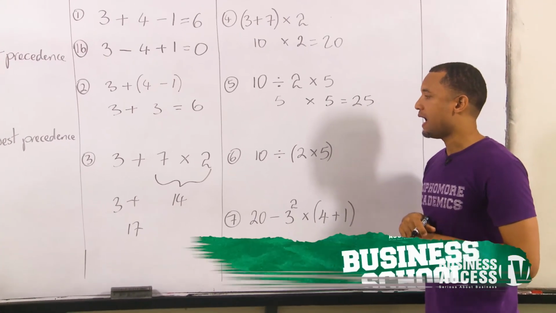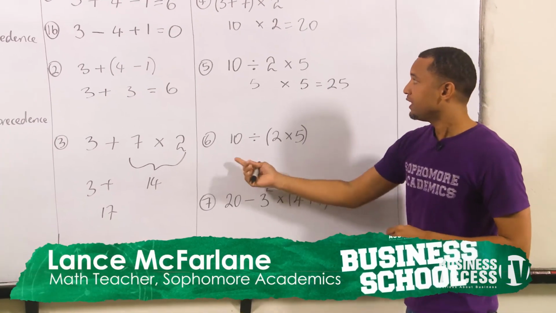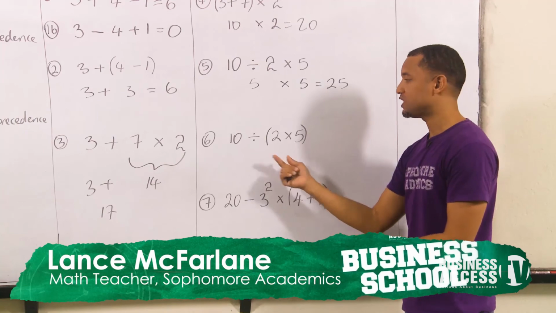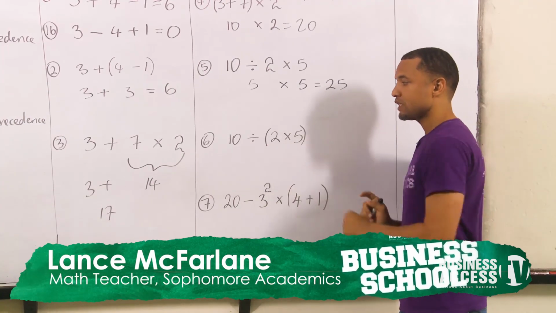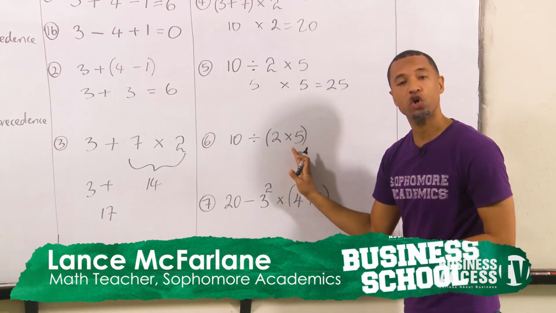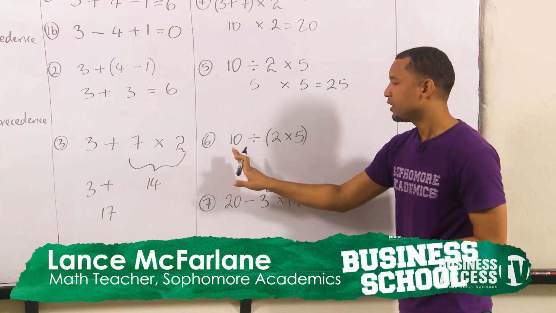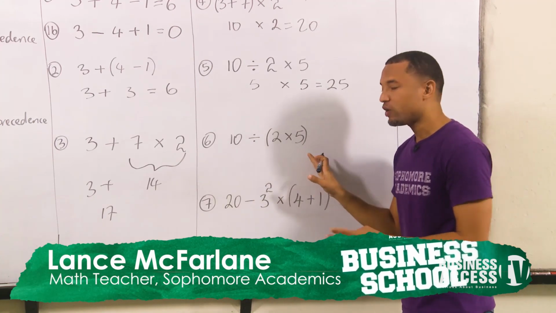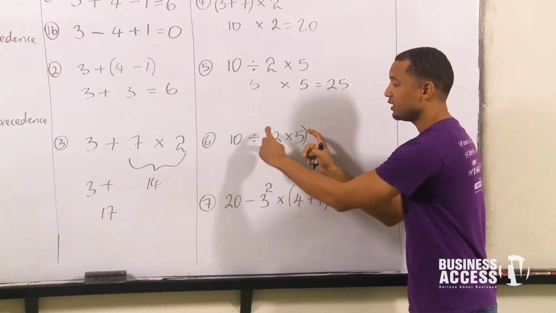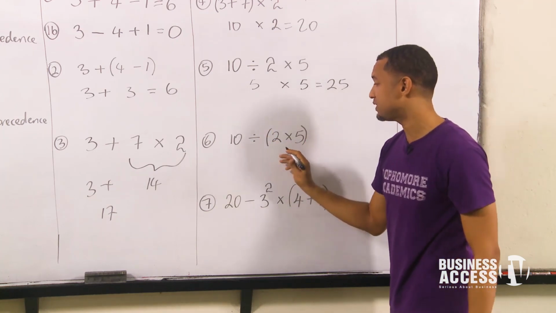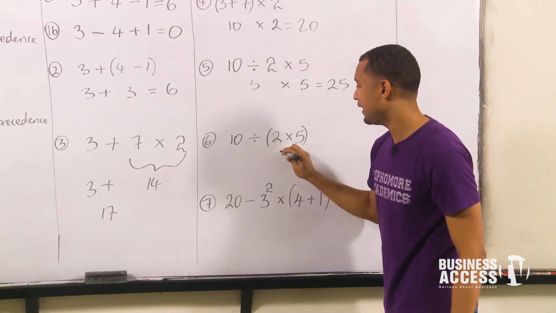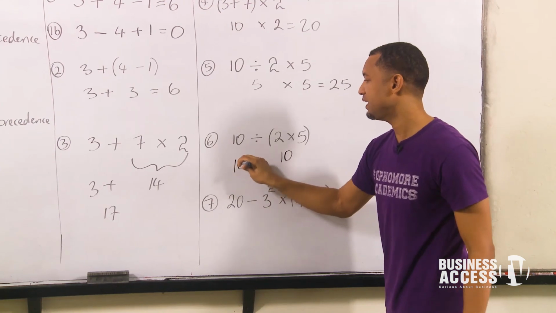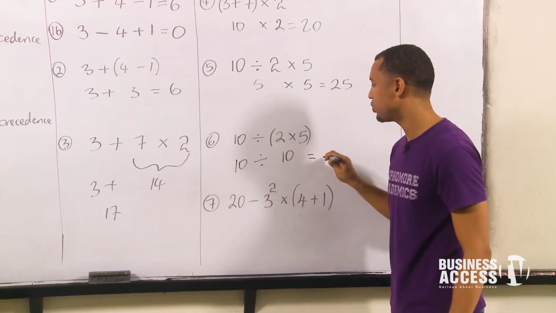All right, let's go. Here again with the multiplication, 10 divided by, you have to work out the bracket first. So yes, we're reading from left to right. The division comes before the multiplication, but there's a bracket. Bracket takes precedence, ladies and gents. This would be 10. So we have 10 divided by 10 is equal to 1.